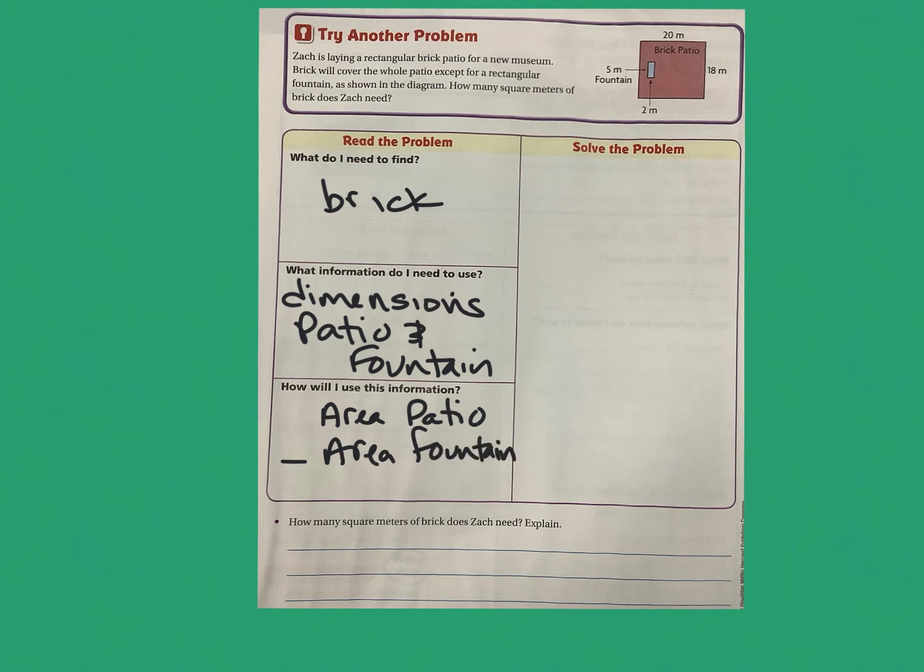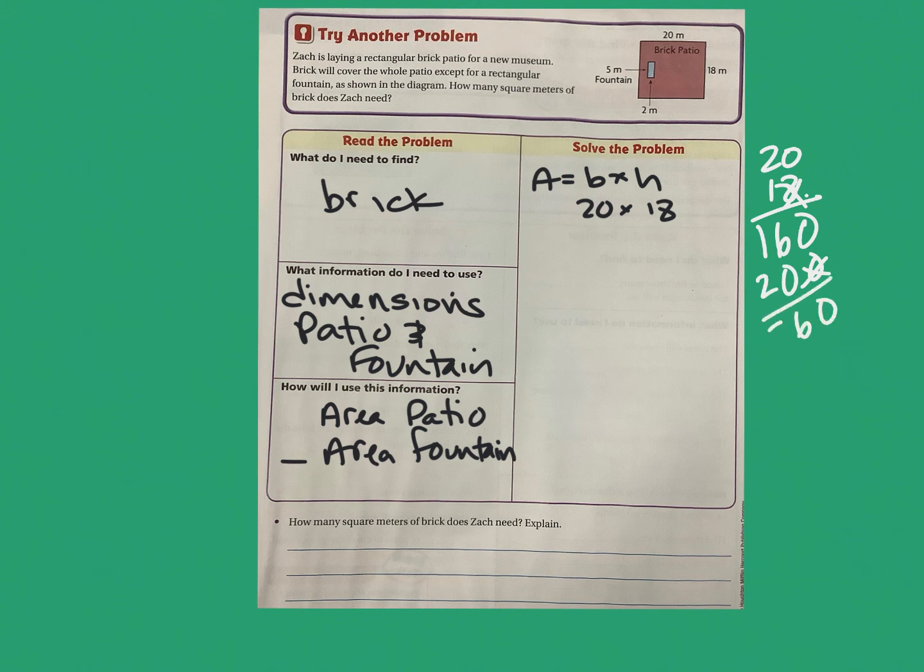So let's do that. Let's start with the area of the brick patio. The base of that is 20. The height of that is 18. I will calculate that. 20 times 18. 8 times 0 is 0. 8 times 2 is 16. 1 times 0 is 0. 1 times 2 is 2. That is 360 meters squared.